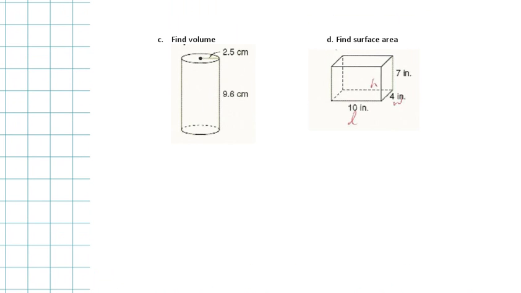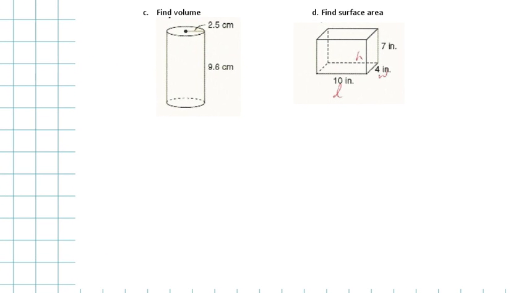Okay, the volume of this is called a cylinder shape. So you need to find in your formula sheet the formula for that. So the formula would be pi r squared times the height. So that's pi times 2.5 squared times 9.6, which is 188.16 centimeter cubed.